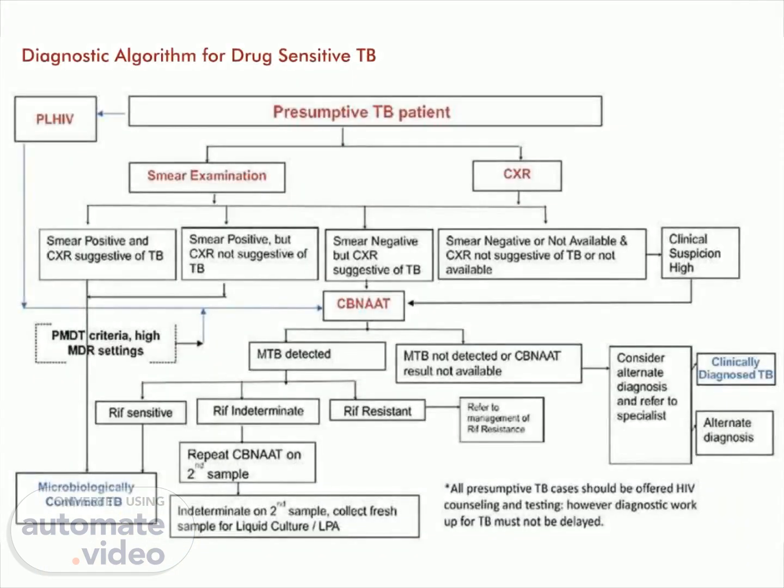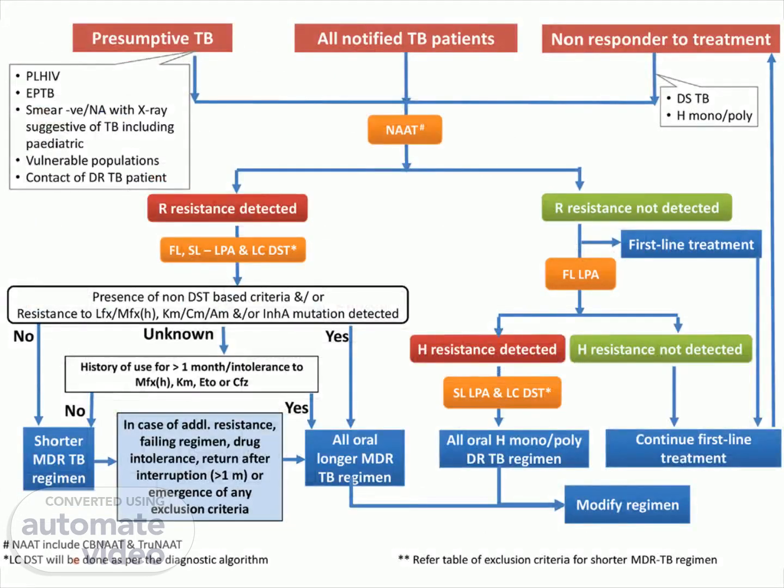This is the NTEP, that is National TB Elimination Program, diagnostic algorithm for drug-sensitive TB. These are the treatment algorithm. There is no more category, but same regimen for drug-sensitive patients, which is first-line drugs. Isoniazid, rifampicin, pyrazinamide, ethambutol as initial phase.